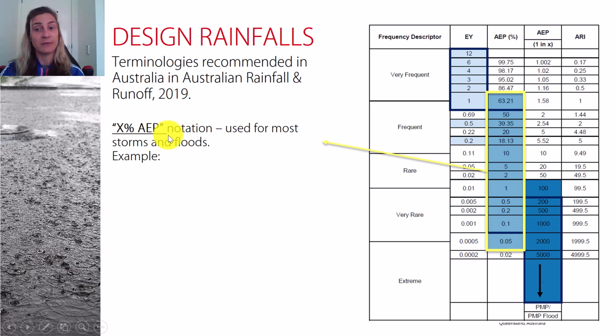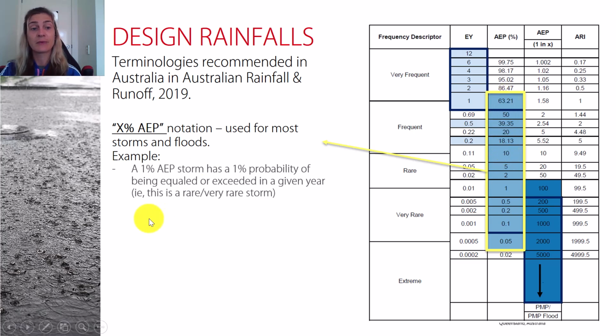The AEP notation, which is defined as a number followed by a percentage, for example, 50% AEP, is the preferred terminology for most storms and floods. So you see that if you become an engineer working on urban drainage problems, you'll be using the AEP percentage terminology quite a lot. So you'll be working with this range of design rainfalls here.